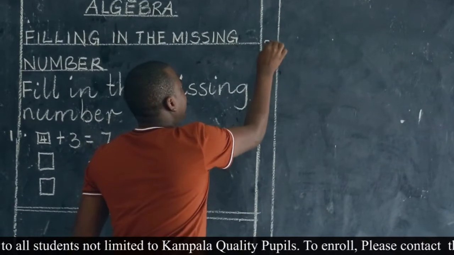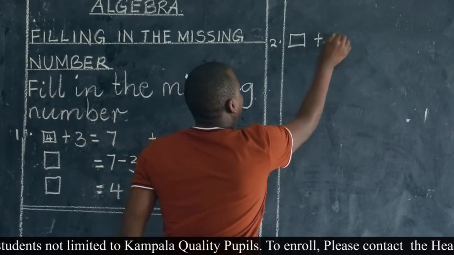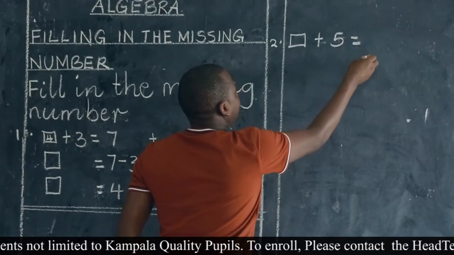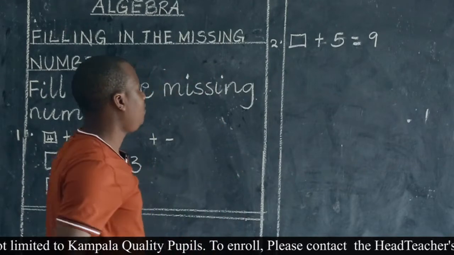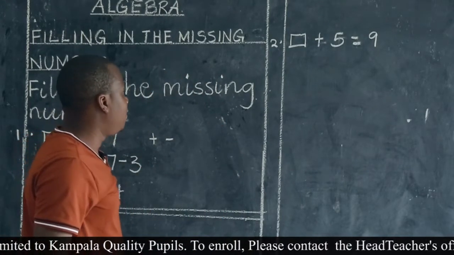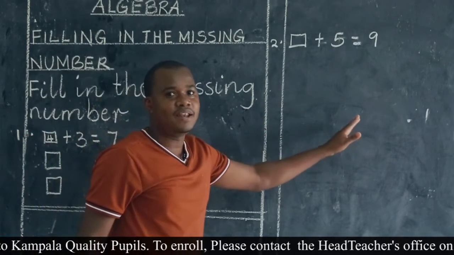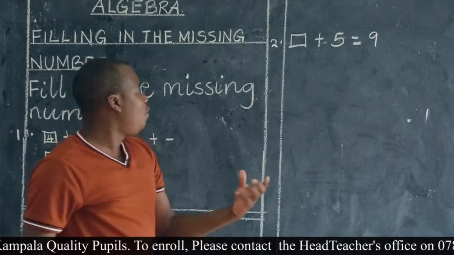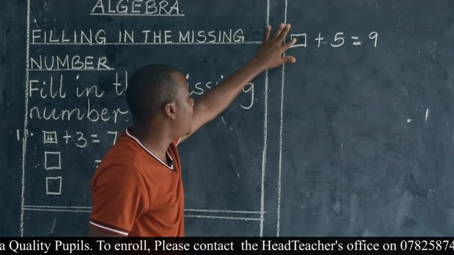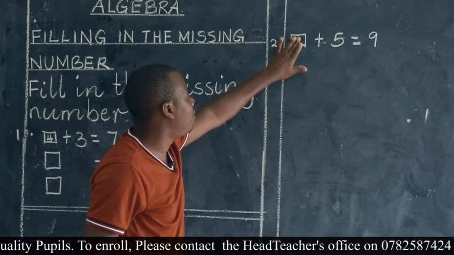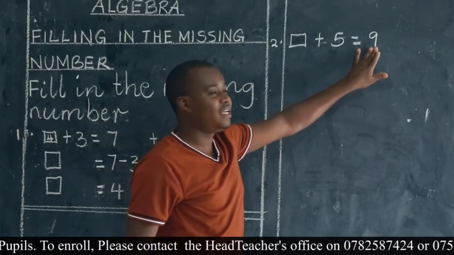Number 2. I have a box plus 5 equals to 9. So what shall we have there? A box plus 5 equals to 9. So my dear children, we are going to find the missing number, the number that is supposed to be in a box, and we add it to 5 such that we get 9.